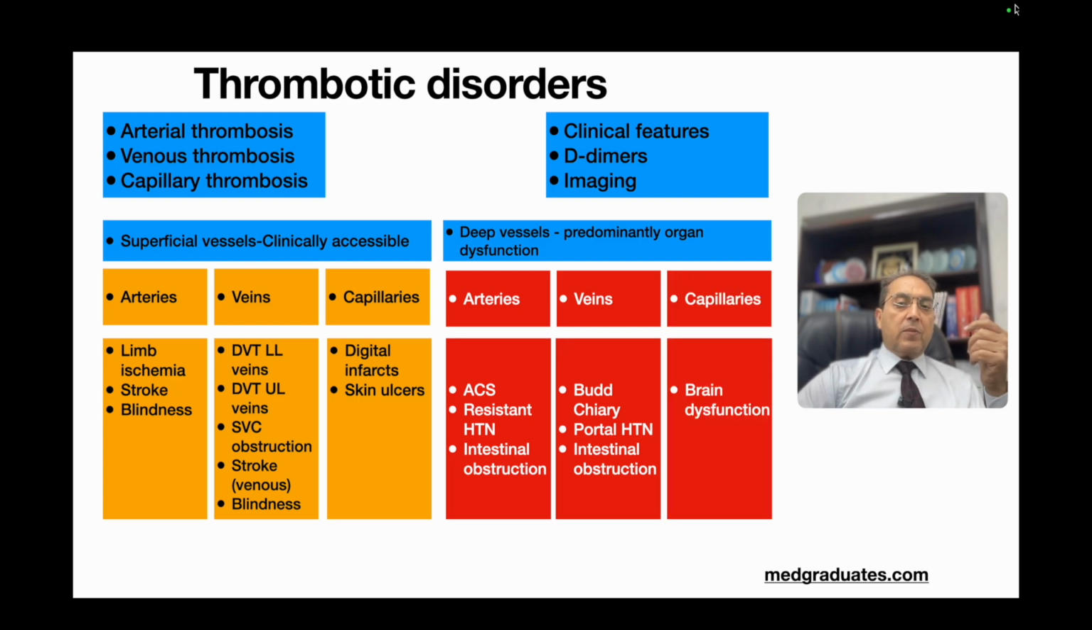And then capillaries: the patient may present with brain dysfunction when there is diffuse capillaritis of the brain, that is CNS vasculitis, presenting with CNS dysfunction. The patient can present with renal dysfunction if the glomerular capillaries are involved, or with hypoxia if the lung capillaries are involved. So these can be varied presentations of obstruction caused by clotting in the vascular system.